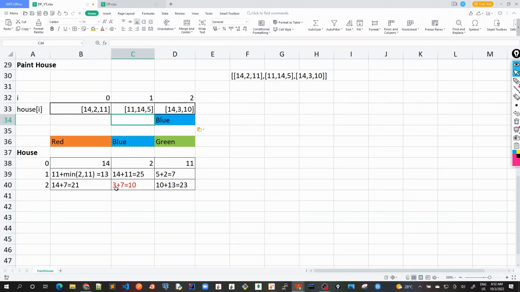And because this 7 is coming from this side, it means that house 1 would be green. And again, this 2 is coming from this, so house 0 would be blue also. So this is the way we are going to color our 3 houses, 0, 1, and 2, blue, green, and blue, with a cost of 10, right?